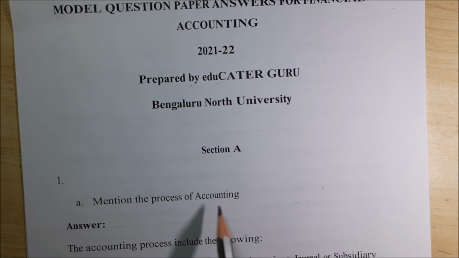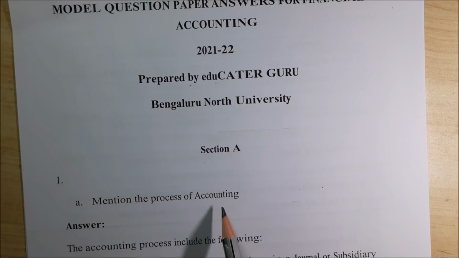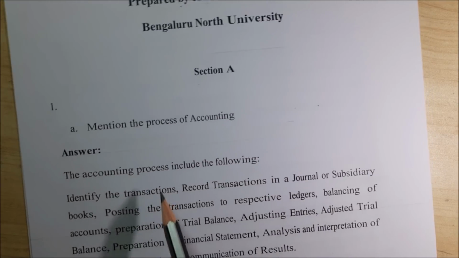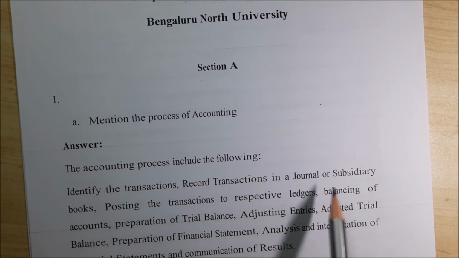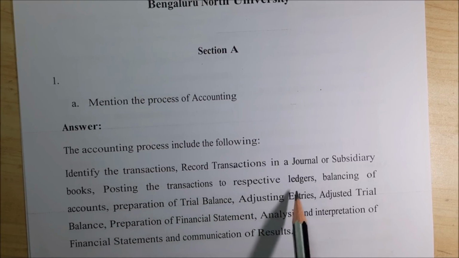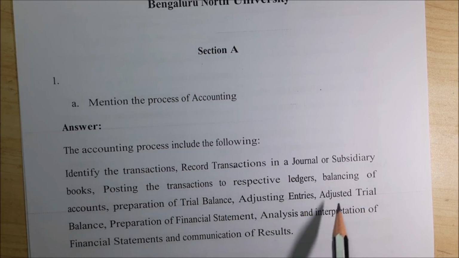So mention the process of accounting. How do you do the process? It is very simple. It is identifying the transactions, recording transactions in a journal or subsidiary books, posting the transactions to respective ledgers, balancing of accounts, preparation of trial balance, adjusting entries, adjusted trial balance, preparation of financial statements, analysis and interpretation of financial statements, and communication of results.